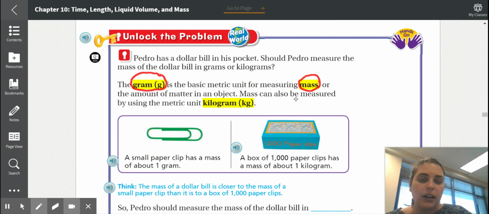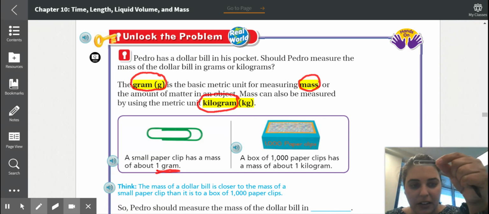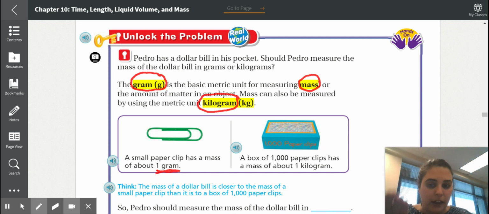Okay. Mass can also be measured by using the metric unit of a kilogram. Okay, so a kilogram is more than a gram. So let's look at their examples. This paper clip right here weighs 1 gram. Now you can imagine how light a paper clip is. All right, here's a paper clip. We use these all the time. This weighs almost nothing, but it does weigh what we call 1 gram.